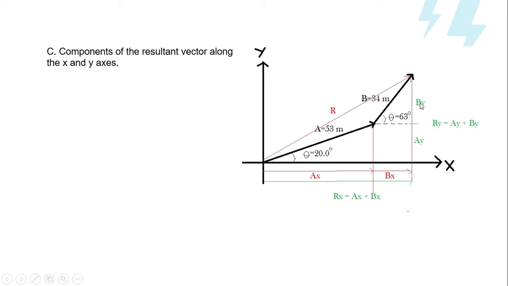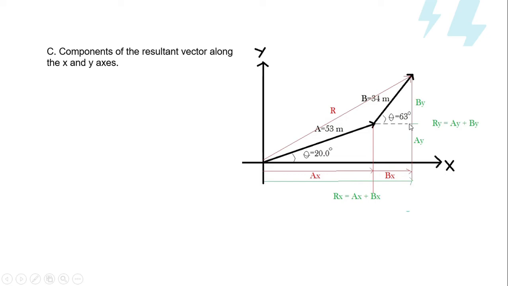Also along the y-axis, the component of R: this side is clearly Ay, or the component of the vector A along the y-axis, and this one is By, which is the component of the vector B along the y-axis. So if we add these two, this whole side of this triangle makes the y component of the resultant vector. So Ry is equal to Ay plus By.